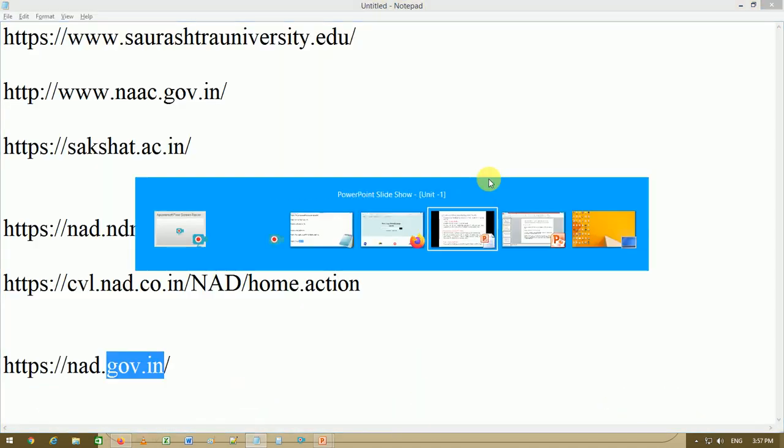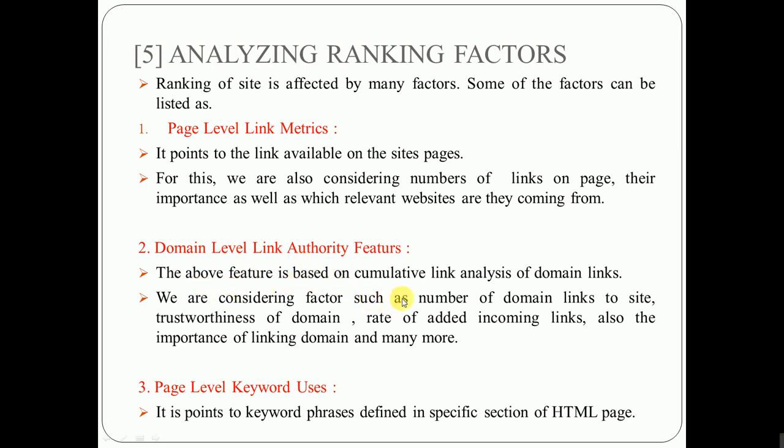So our topic is that the above picture is based on the cumulative link analysis of link domains. We consider factors such as the number of domains linked to a site and the trustworthiness of the domain, meaning how trustworthy your domain is. For example, if you go to a government .in, it's a trustworthy domain. If you go to .com, it's a commercial domain used by people all over the world. If you go to .co.in, it's available only for India. People outside India can use it, but it's more popular in India.